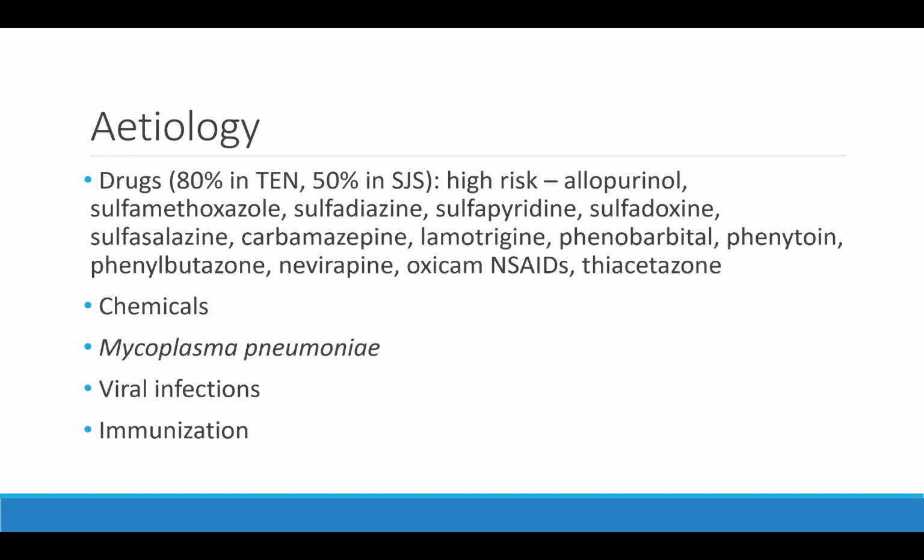High-risk drugs include allopurinol, sulfamethoxazole, sulfadiazine, sulfapyridine, sulfadoxine, sulfasalazine, carbamazepine, lamotrigine, phenobarbital, phenytoin, phenylbutazone, nevirapine, oxycodone, NSAIDs, as well as thiacetazone. You also have chemicals, mycoplasma pneumonia infections, viral infections, as well as immunization.